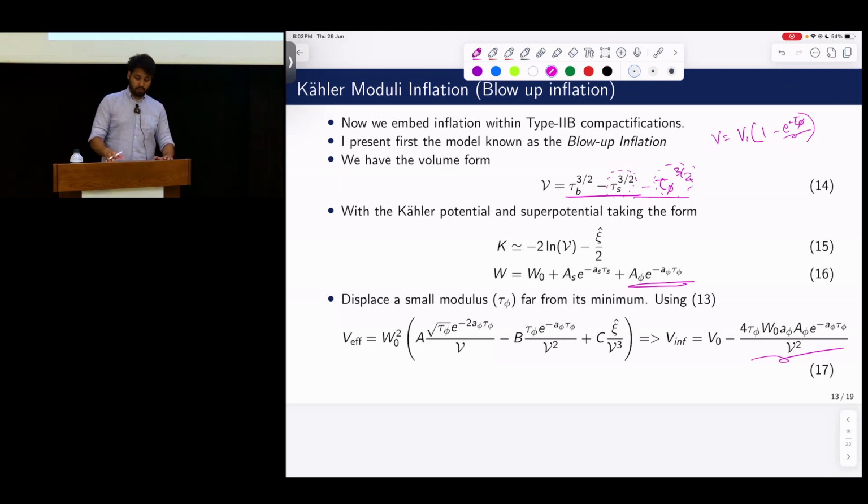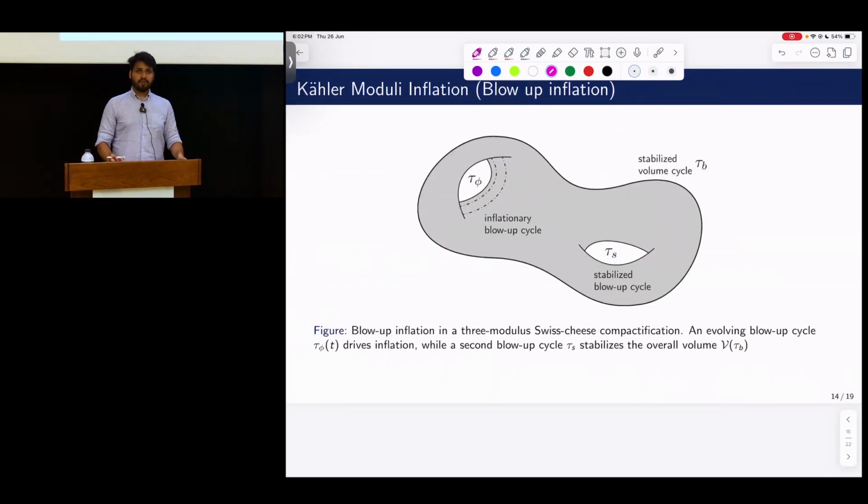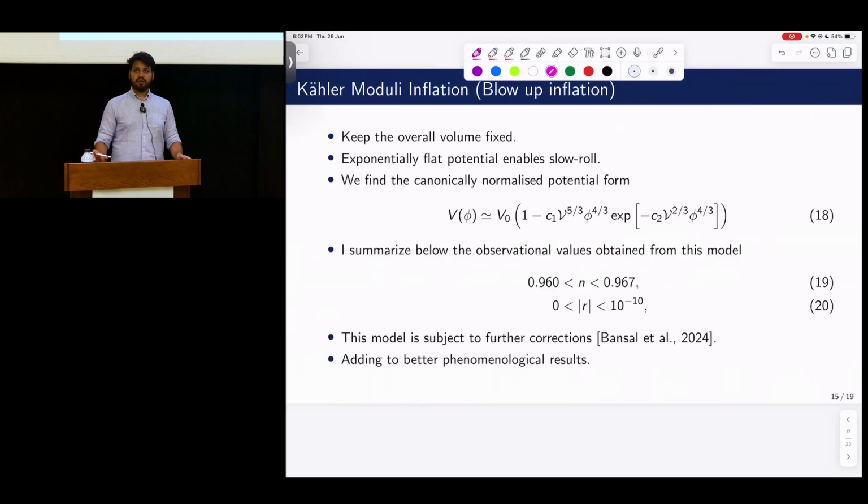Now, I just wanted to show this photo. I'll show this photo later. You keep the overall volume fixed, because this scenario is called a large volume scenario. Tau b, which governs the whole bulk of the volume, is kept basically stabilized. The stabilization is, of course, driven by tau s, and then you get an exponentially flat potential that enables your required slow roll dynamics.